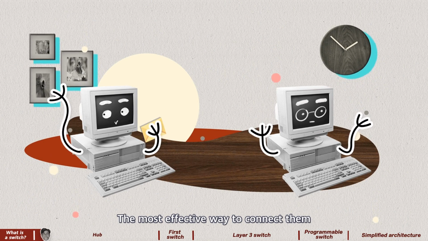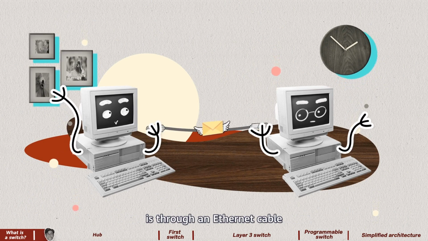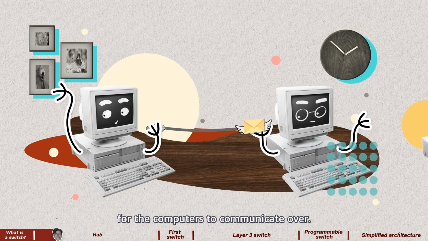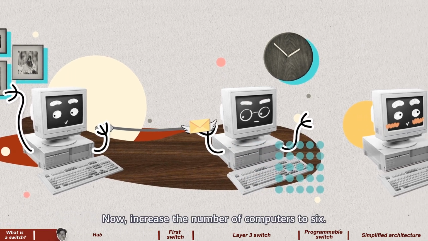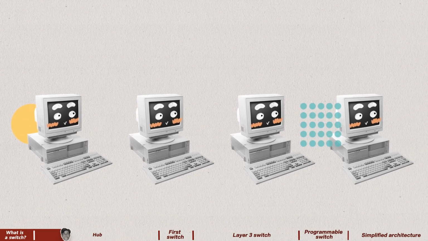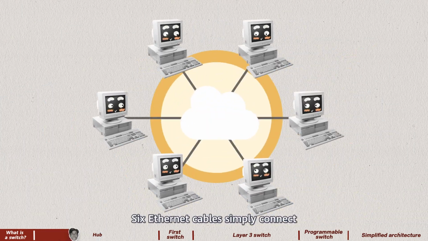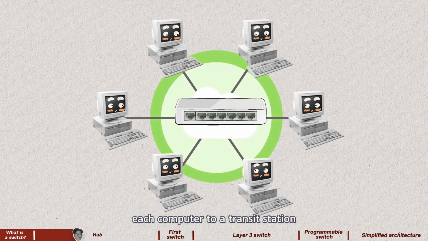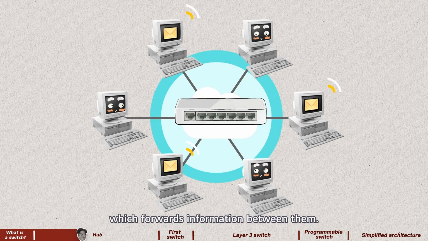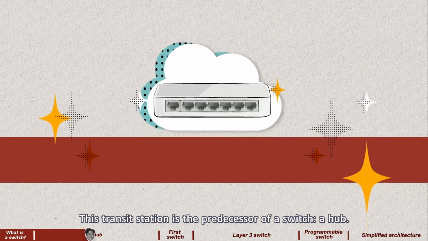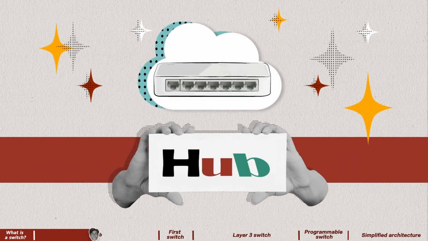The most effective way to connect them is through an Ethernet cable, building the simplest local area network for the computers to communicate over. Now, increase the number of computers to 6. How many Ethernet cables are needed? 6 Ethernet cables simply connect each computer to a transit station, which forwards information between them. This transit station is the predecessor of a switch, a hub.